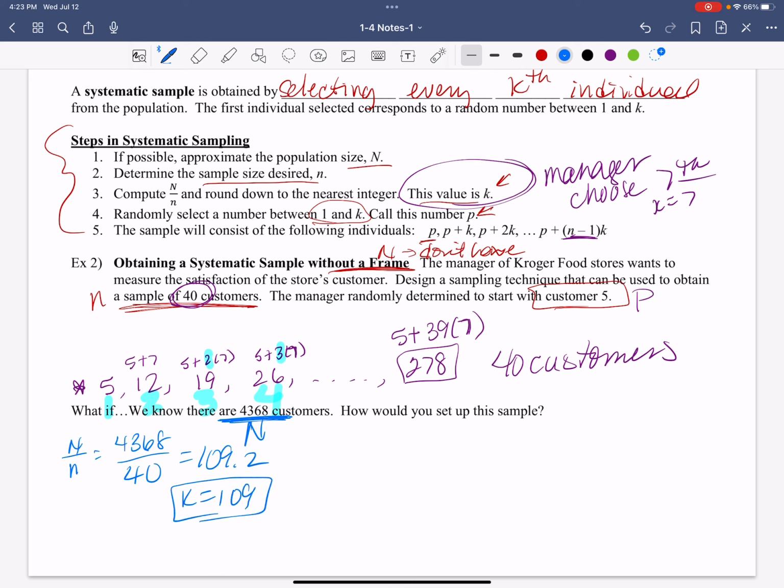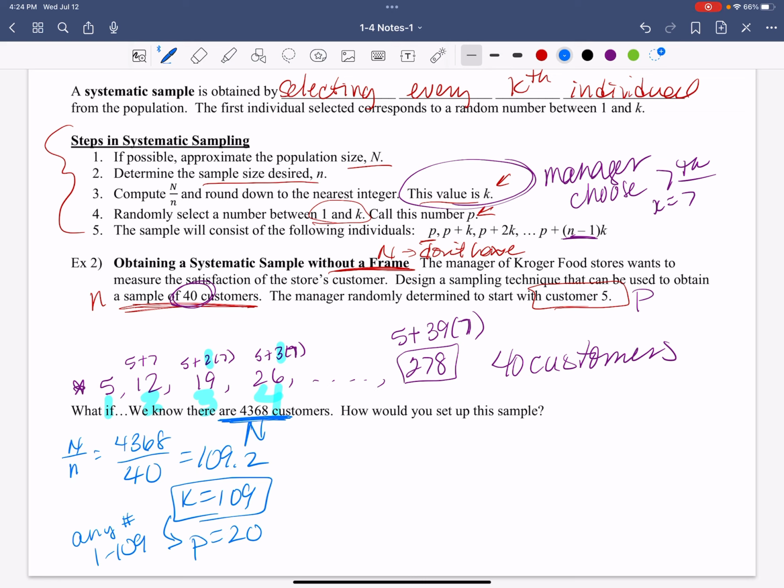So then the next thing says randomly select a number between 1 and K so that you can call that number P. So we're just going to do that. I'm thinking 20. 20 is what I'm going to go with there, because why not, right? So we're going to start with customer number 20. Any number from 1 to 109, and we're just choosing 20. There's nothing special about 20. You could put everything in a hat and pull one out. It doesn't matter. I'm just randomly choosing 20.